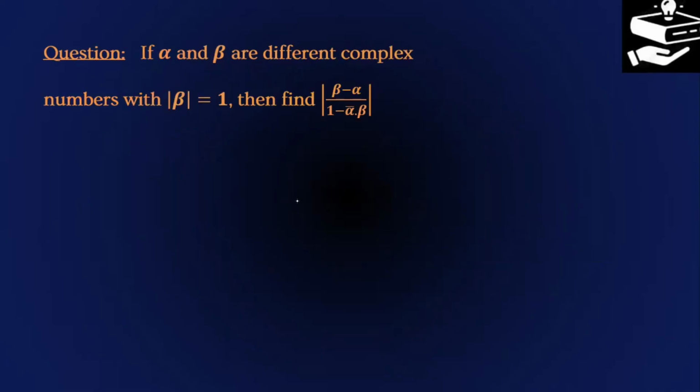The next one is saying, if alpha and beta are different complex numbers with mod of beta equal to 1, then find mod of (beta minus alpha) by (1 minus alpha bar beta). Okay. Now, how can we solve this particular question? Any idea? See here. There are several ways to solve this. First of all, I am showing the easiest one.